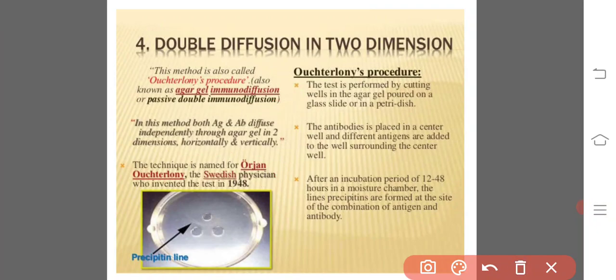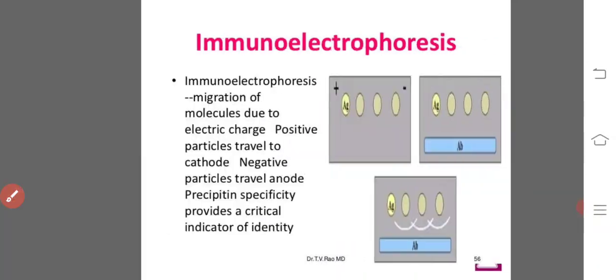The procedure is as follows. The test is performed by cutting wells in the agar gel poured on a glass slide or in a petri dish. The antibody is placed in a center well and different antigens are added to the wells surrounding the center well. After an incubation period of 12 to 48 hours in a moisture chamber, precipitin lines are formed at the site of the combination of antigen and antibody.